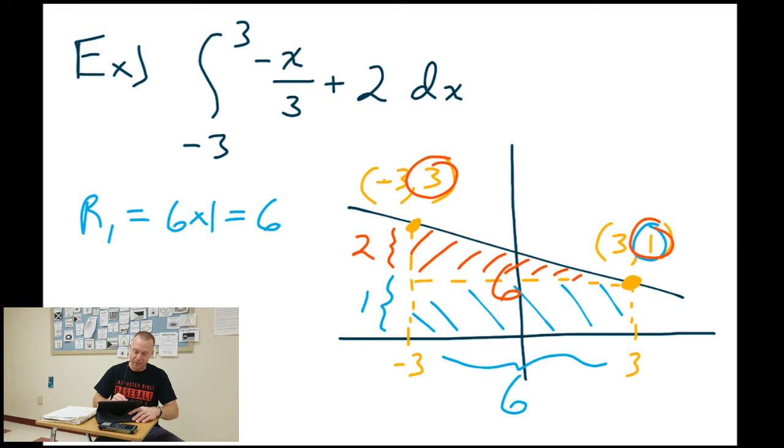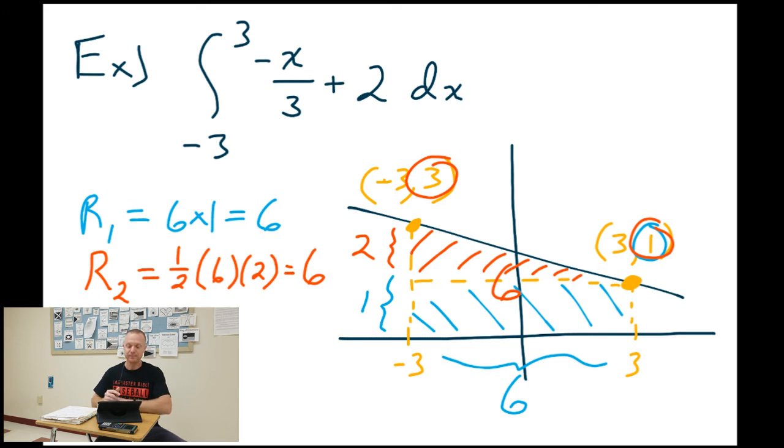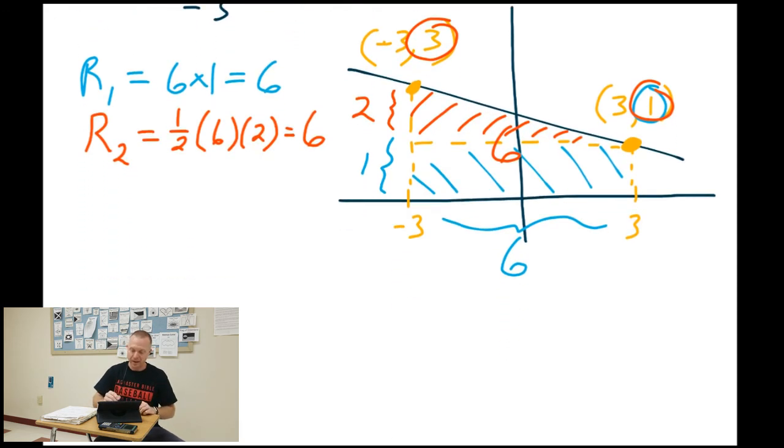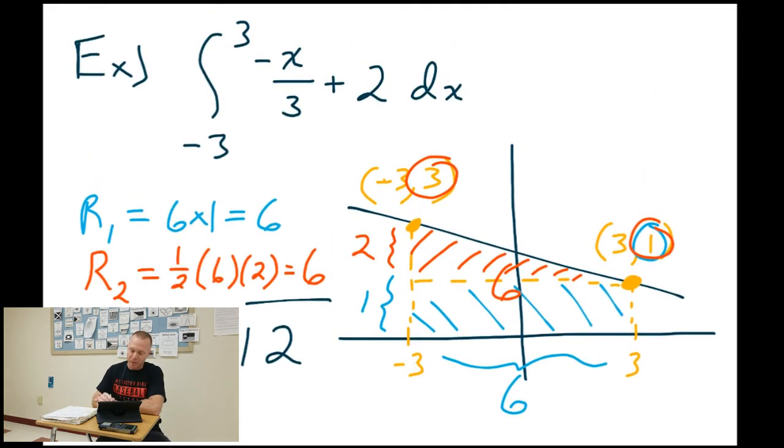Then we have our other region. It's going to be the area of a triangle, which is 1/2 base times height. And that also ends up being an area of 6. So it looks like we're going to end up with an overall area of 12. Now that does end up being the answer to our integral. I will share that it doesn't end up being the only method to get that answer.